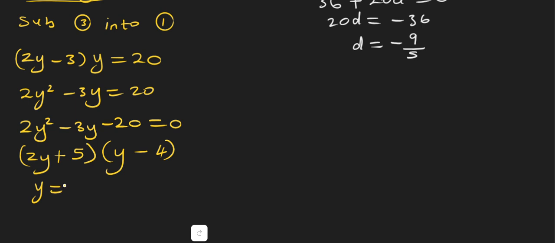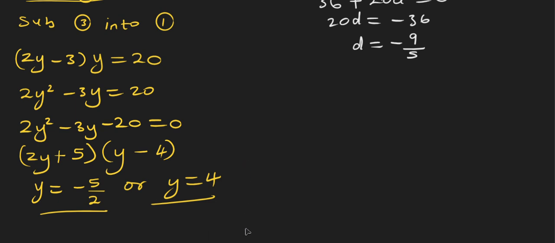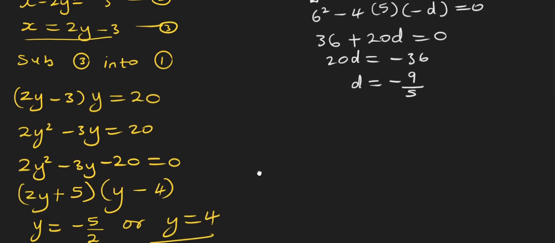And then our y is going to be equal to negative 5 halves, or our y is going to be equal to positive 4. And then from here, because we are solving simultaneous equations, it means we need to use one of our equations and then find the x values.